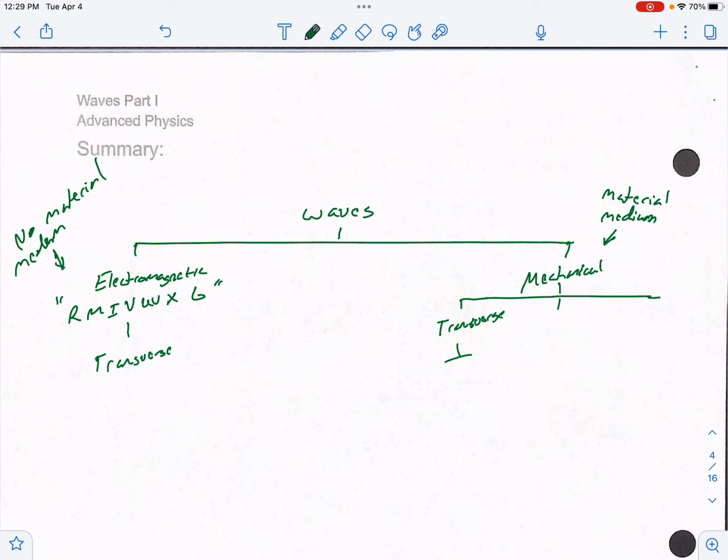Or it can be longitudinal. Okay, I can take that same slinky, okay, and I can compress it back and forth so it looks like this, where it's like stretched out. And then it starts coming back together and then it starts stretching out again. Okay, so that is your longitudinal. And then you have your surface wave. Okay, so that's like in the ocean where it's just a mixture of both.